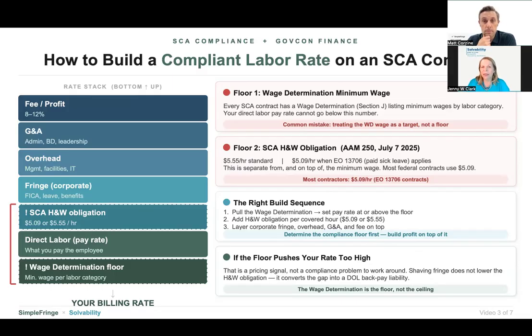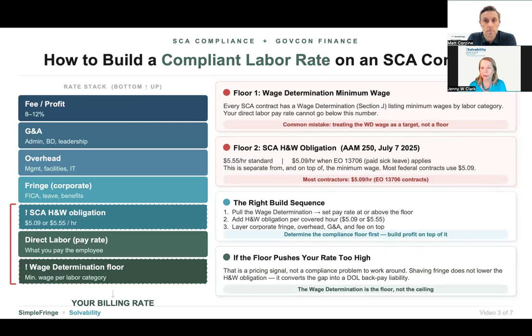Okay. And so the next part of it: think about their paycheck that you're going to put in a pay rate. You'll put in the pay rate you've agreed with the employee to pay, and you want to make sure it's above that floor one. You can always pay more. And then you'll have the health and welfare as the next element. And the sequence is exactly what you've got here. The right build sequence is you pull the wage determination, you figure out what the minimum pay rate is, and you add the health and welfare, which is typically going to be $5.09 an hour.